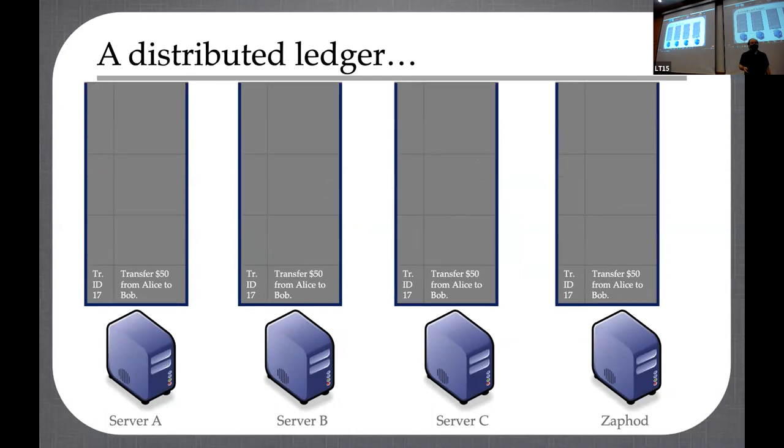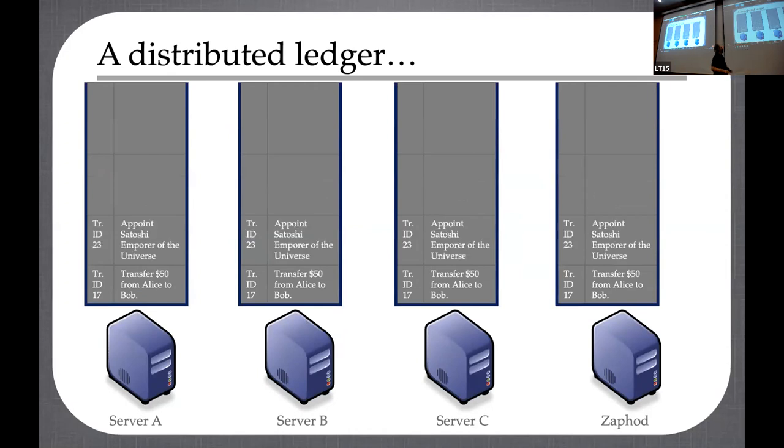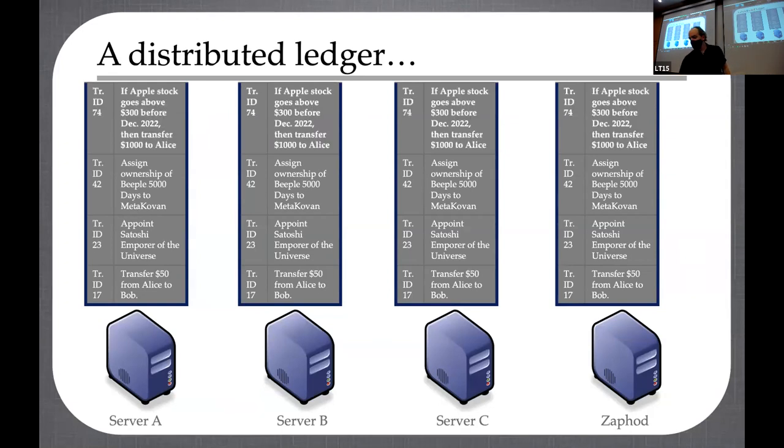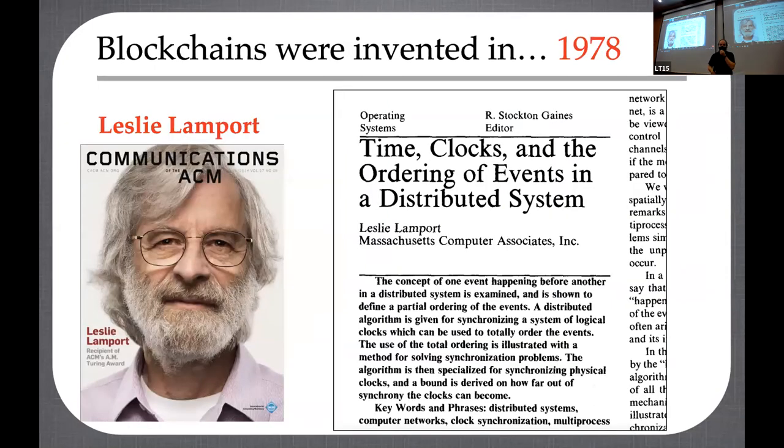And of course, the reason everyone's so excited about this is that you can store not just monetary transactions, you can store all sorts of your favorite transactions. If you want to store a transaction appointing Satoshi Emperor of the Universe, go right ahead, add that to the blockchain. Or maybe you assign ownership of people to someone or other. Maybe you want a transaction that says, gee, if Apple stock ever goes above $300 before the end of December 2022, then transfer $1,000 to Alice. That's a fun type of transaction, right? Anyways, as I said, I don't want to get into any of that.